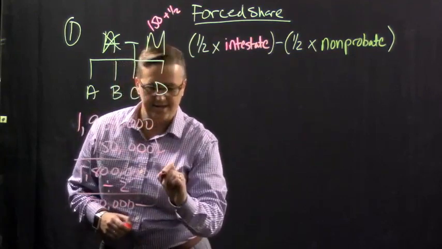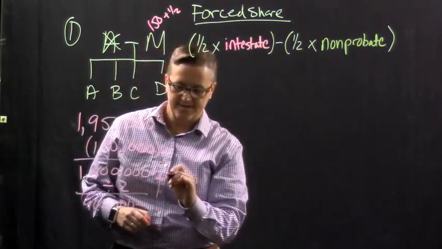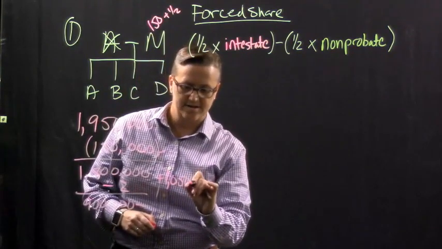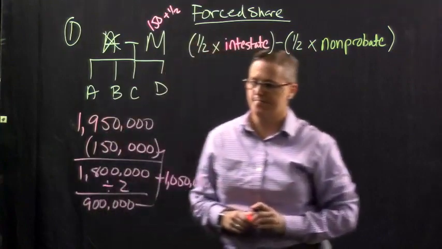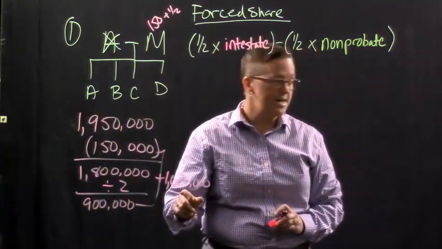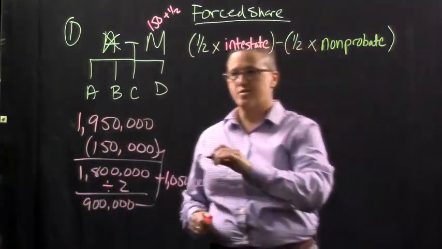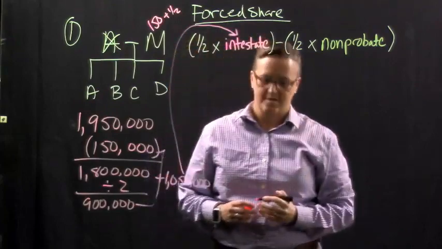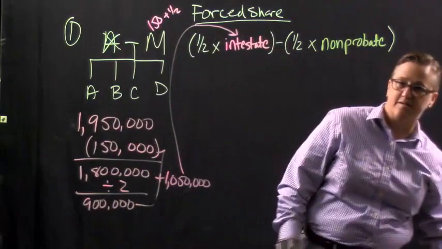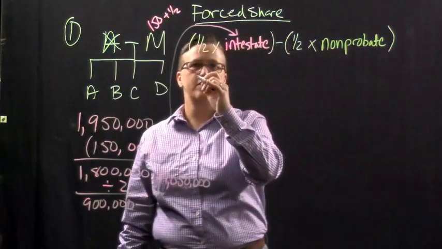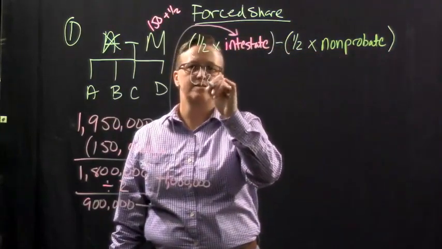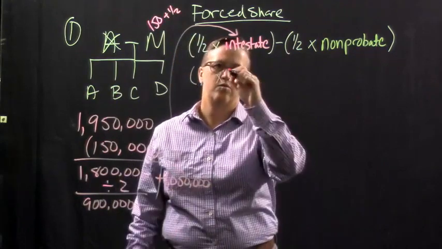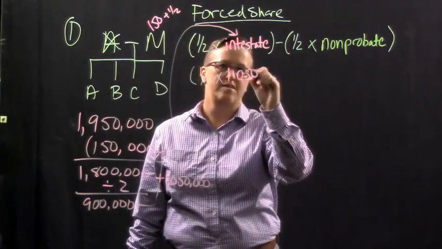And we add these two together. That gives us an intestate share of $1,050,000. Okay? So now we know that this is the number that's going to go here. So we've got the first half of our calculation. So we've got 1/2 times $1,050,000.